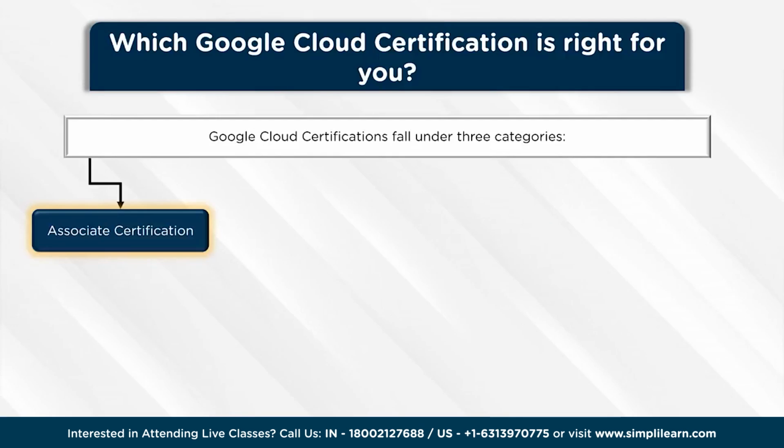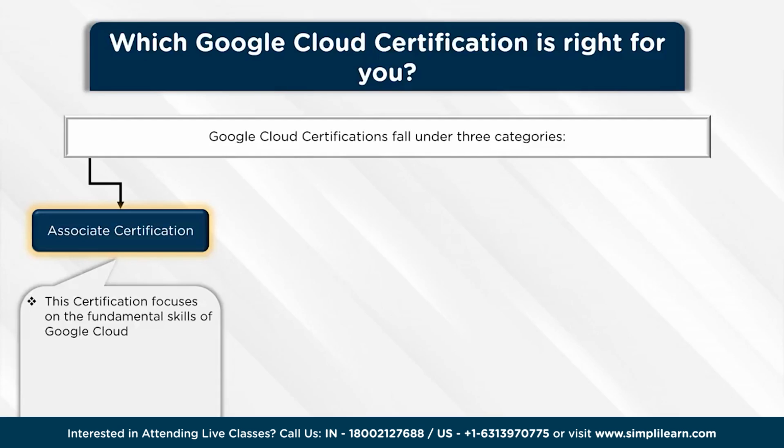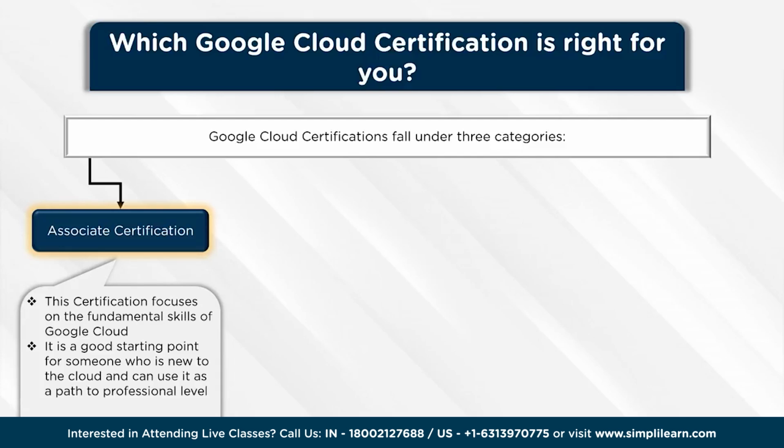You have associate or beginner level certification. This certification focuses on the fundamental skills of Google Cloud. It is a good starting point for someone who is new to the cloud and can use it as a path to a professional level. Usually people who start learning cloud computing skills would want to first certify themselves using an associate certification, which gives them fundamental knowledge, and also helps anyone assessing their profile understand that this professional has gone through an exam which certifies the fundamental knowledge of the candidate.